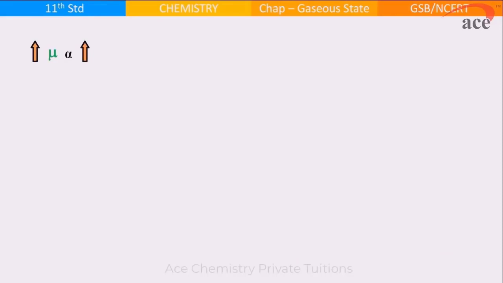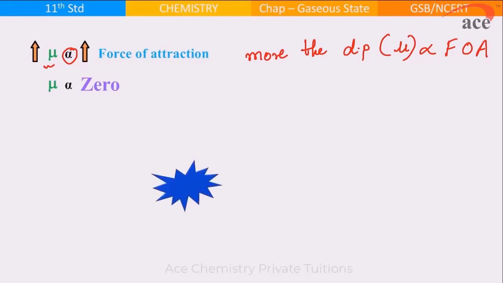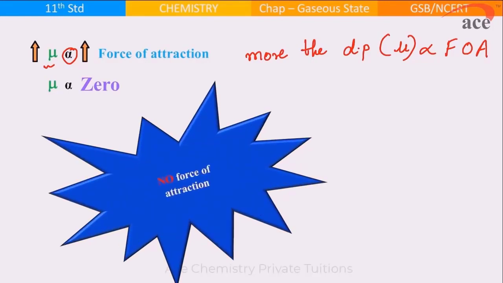Now, what are the factors we said? Dipole moment. They are saying dipole moment increases and it is proportional to force of attraction. What do you conclude? The more the dipole moment, which is given by mu, the more the force of attraction. Clear? Next. We know dipole moment is proportional to what?